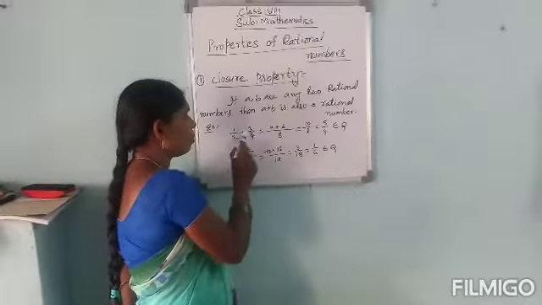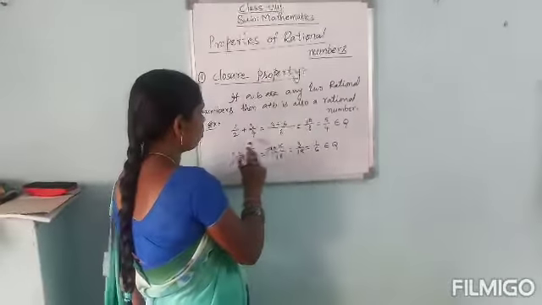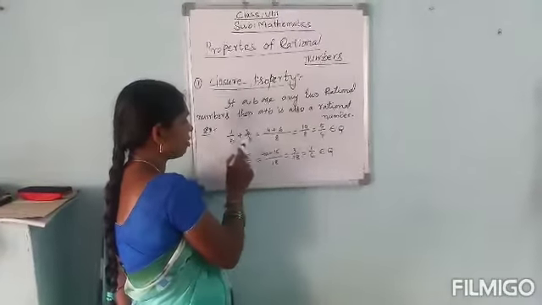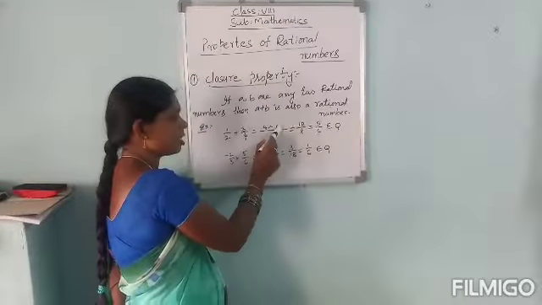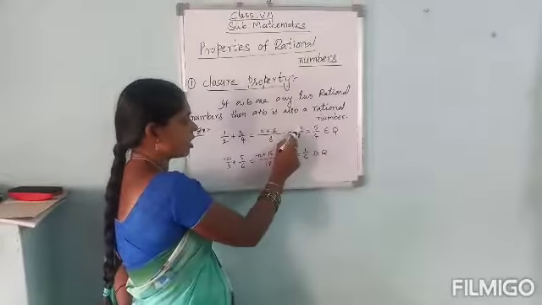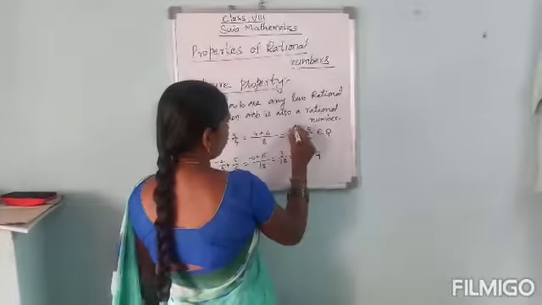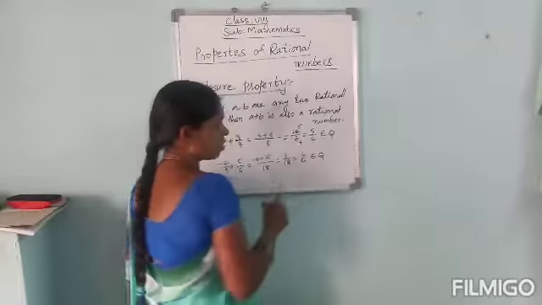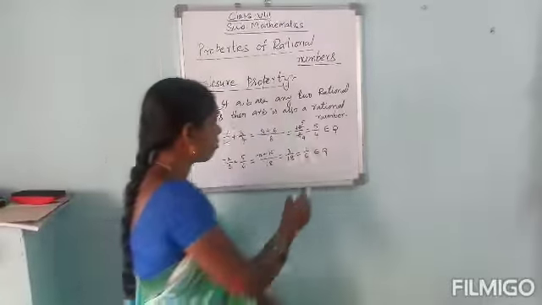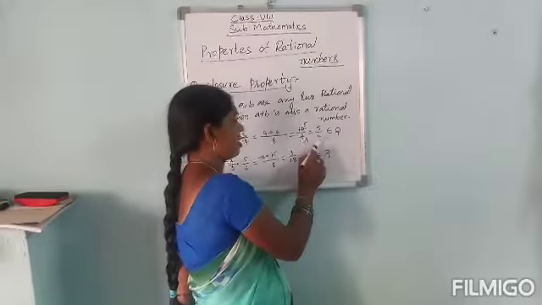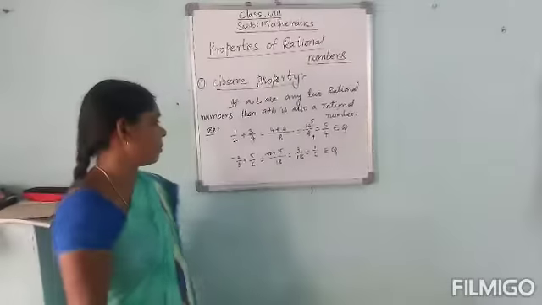So 1 by 2 plus 3 by 4. Then 2 fours are 8. Cross multiplication, 4 ones are 4 and 2 threes are 6. 4 plus 6 is 10. 10 by 8. The simplest form is 2 fives and 2 fours, so 5 by 4. Is 5 by 4 a rational number or not? Yes, it is also a rational number.